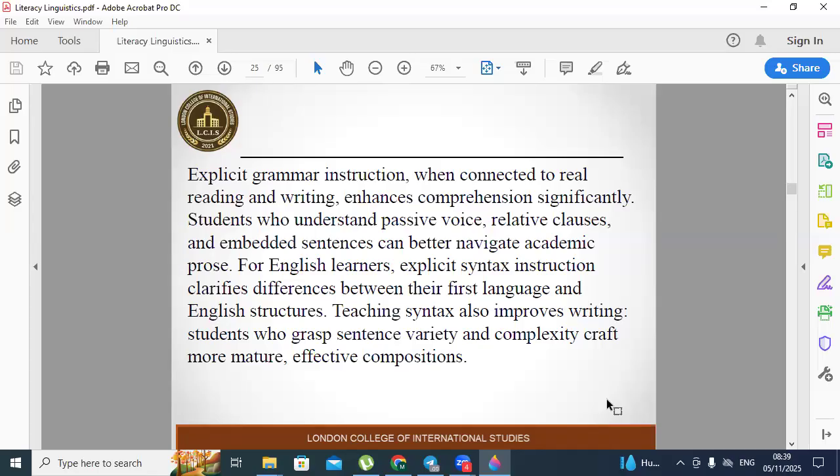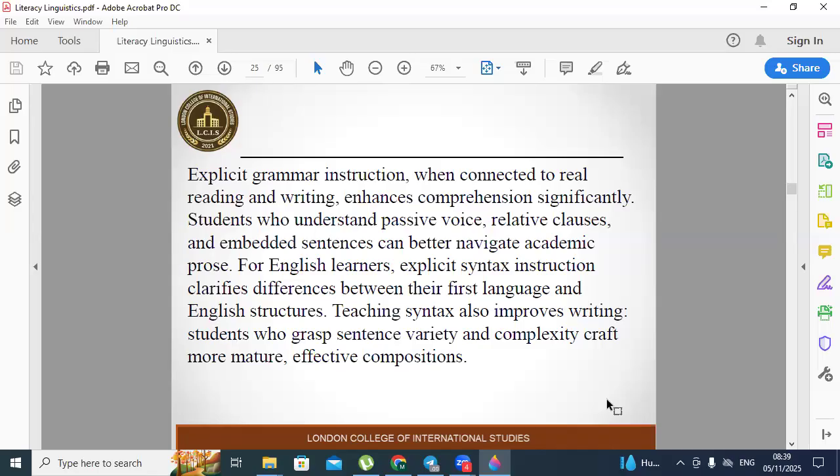Memorizing definitions or parts of speech doesn't improve comprehension. However, functional grammar instruction, teaching grammar in the context of real reading and writing, and showing students how grammatical structures affect meaning, is highly effective.